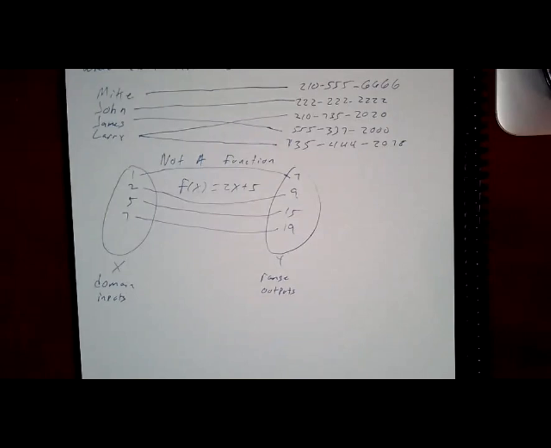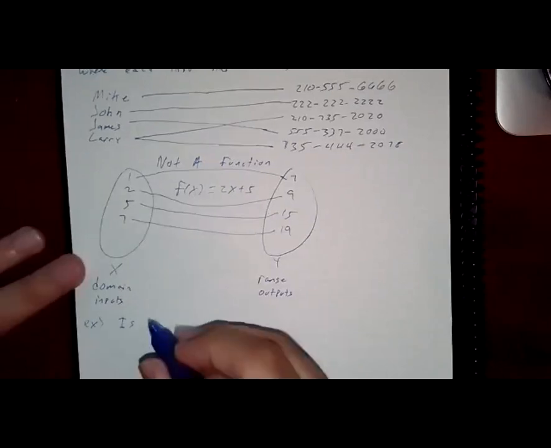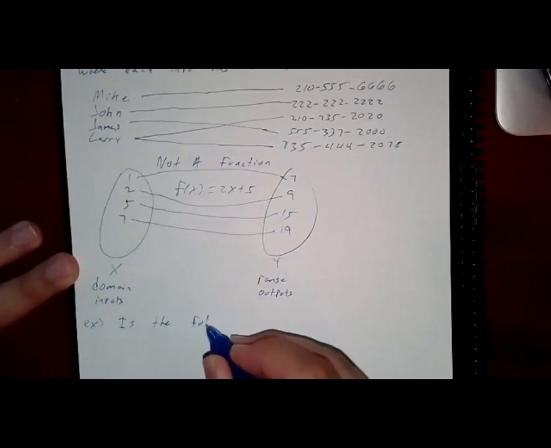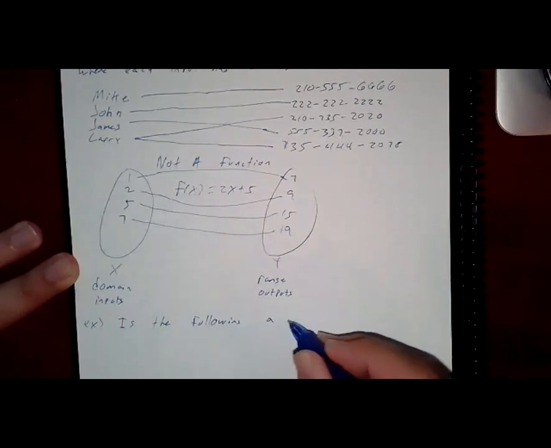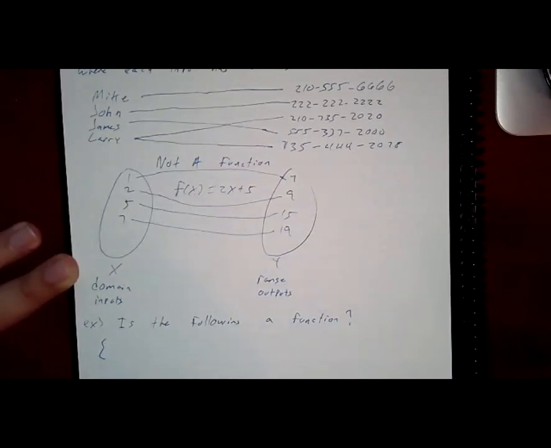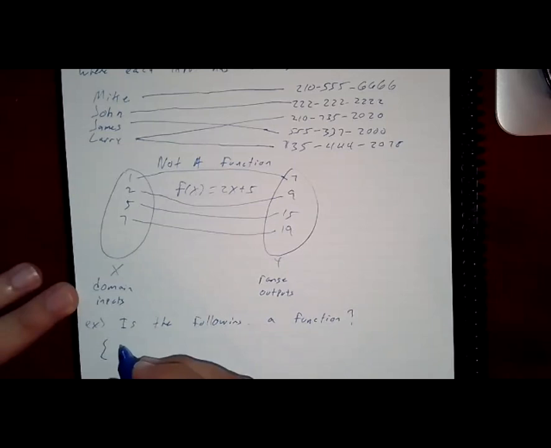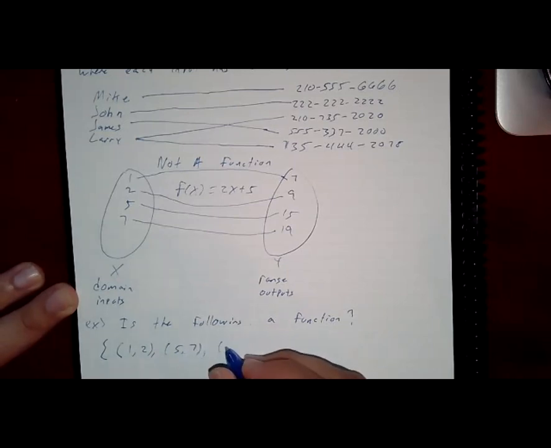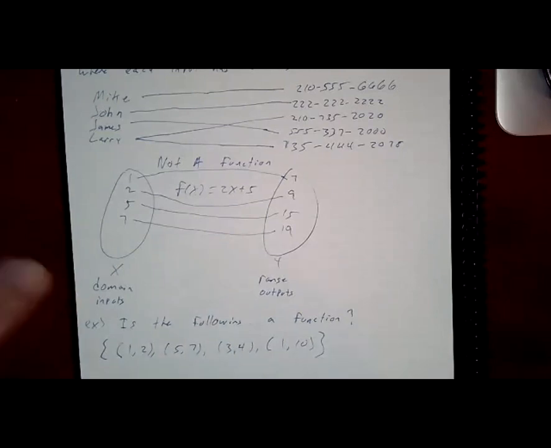So let's find some examples. Is the following a function? Okay, so here's a set of points. Let's make one up. We have (1, 2), (5, 7), (3, 4), (1, 10).